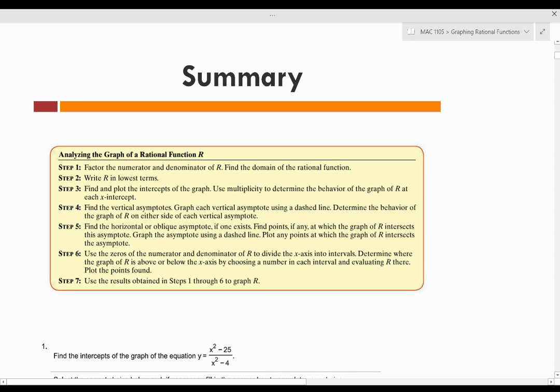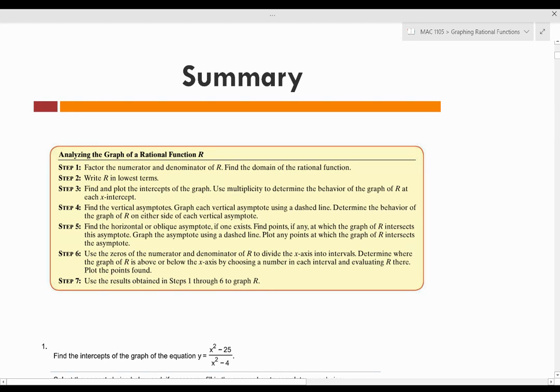Remember, lowest terms means you have no common factors in the numerator and the denominator. You've completely factored everything and gotten rid of the common terms. Step 3 says you're going to find and plot the intercepts of the graph. Remember, we have 2 types of intercepts. We have x-intercepts and we also have y-intercepts. Then we're going to use the multiplicity to determine the behavior of the graph of r at each x-intercept.